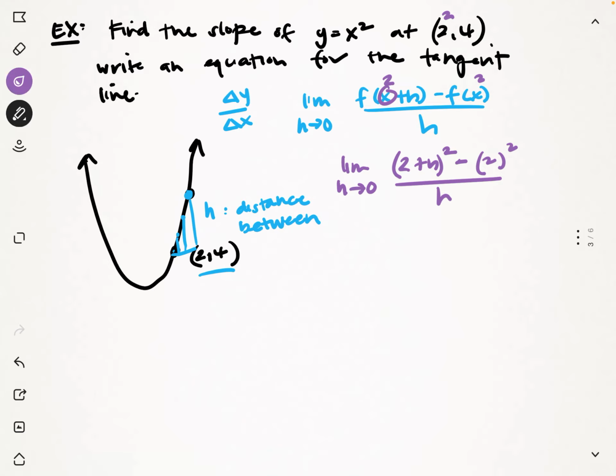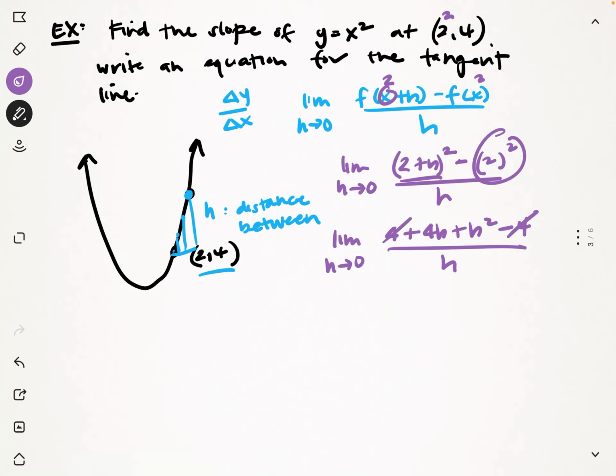Okay, like we did a couple lessons ago, we're going to have to multiply this out. 2 plus h squared means 2 plus h times 2 plus h. Hopefully some of you guys are good at doing the distributive property slash FOIL method that we can do it in our head. So it's going to be 4 plus 4h plus h squared, and then we have this minus 2 squared, which is 4, over h. So this is kind of playing out like we did the last time we did our instantaneous rate of change. 4 and negative 4 cancel.